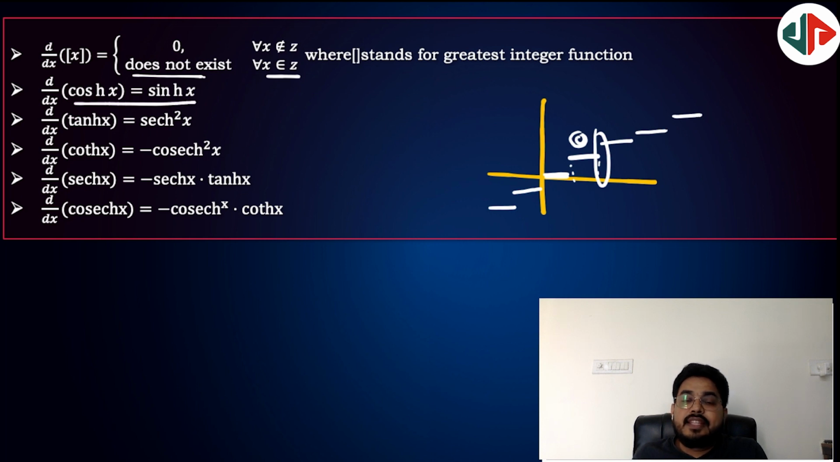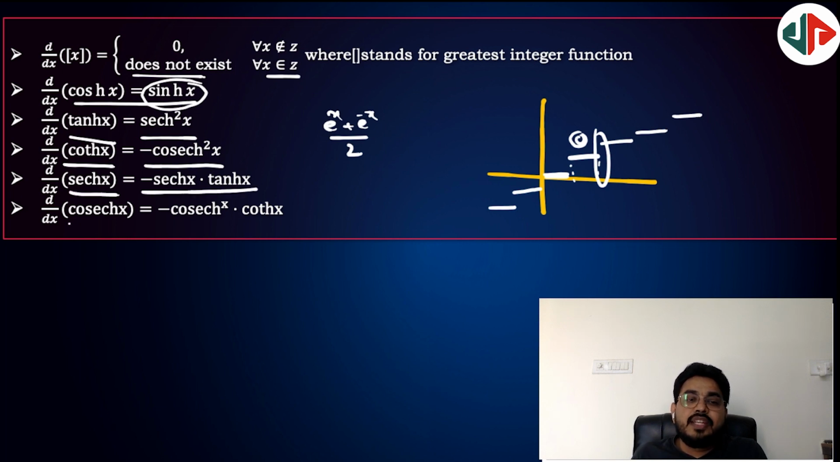Cos hyperbolic x. So if you have any problem with this hyperbolic, you write here cos hx e power x plus e power minus x by 2. Sin hx e power x minus e power minus x by 2. Derivative of tan hx secant h square x. Cot hx minus cosecant h square x. Secant hx minus secant hx tan hx. Cosecant hx minus cosecant hx cot hx. These are the hyperbolic also very important as per MSET point of view. Okay, right.